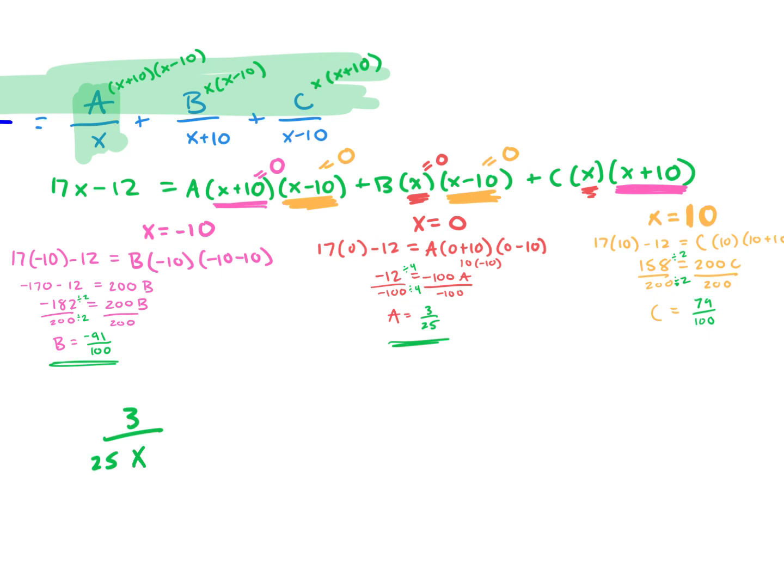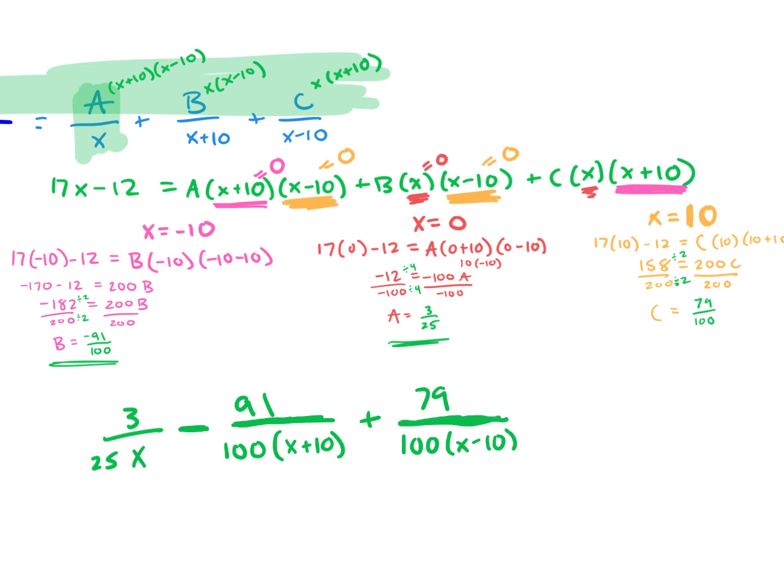Next, we have B. B is negative, so it becomes minus. The numerator stays on top, the denominator goes on the bottom. So negative 91 over 100 times x plus 10. You don't have to distribute it to the denominator, but you can if you want. And then C is positive, so it goes back to plus. The numerator stays on top, the denominator goes on the bottom. So 79 over 100 times x minus 10. So this is our answer.